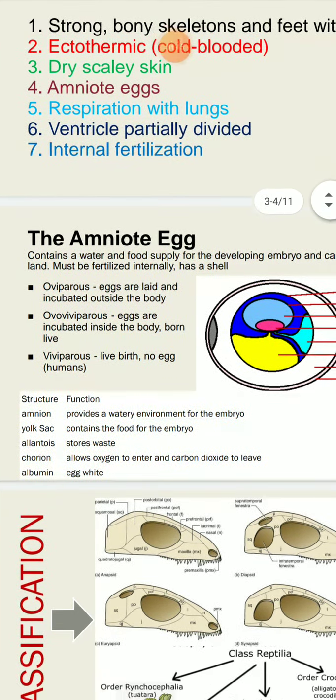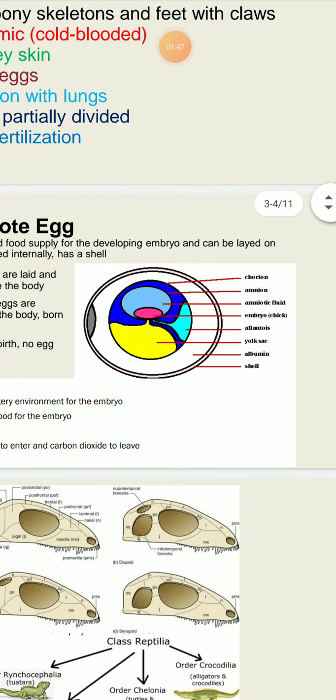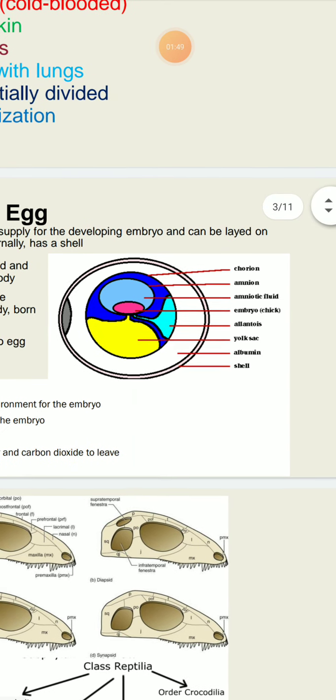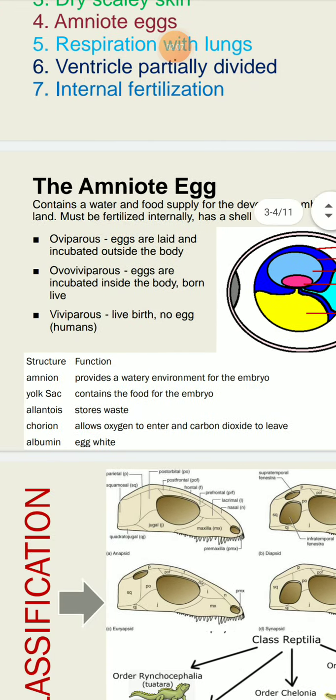If you look at the egg structures here, we have a chorion, amnion, amniotic fluid, embryo, allantois, yolk sac, albumin, and shell. There are different parts of the egg, but if you just remember the four which are important, they are the extra-embryonic structures: chorion, amnion, yolk sac, and allantois.